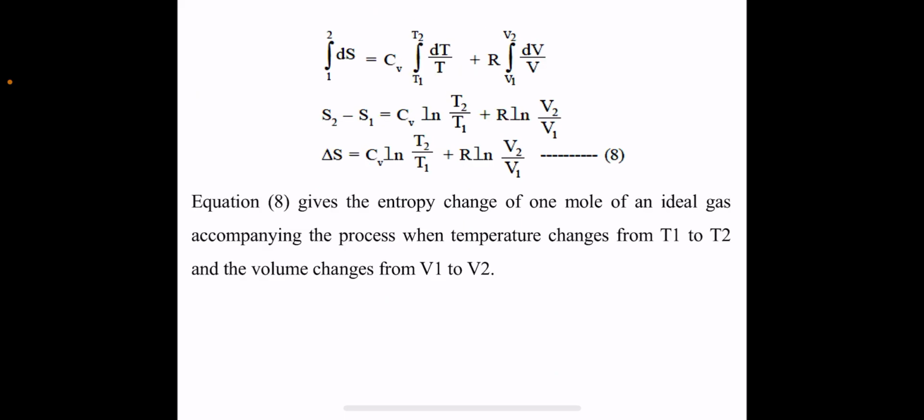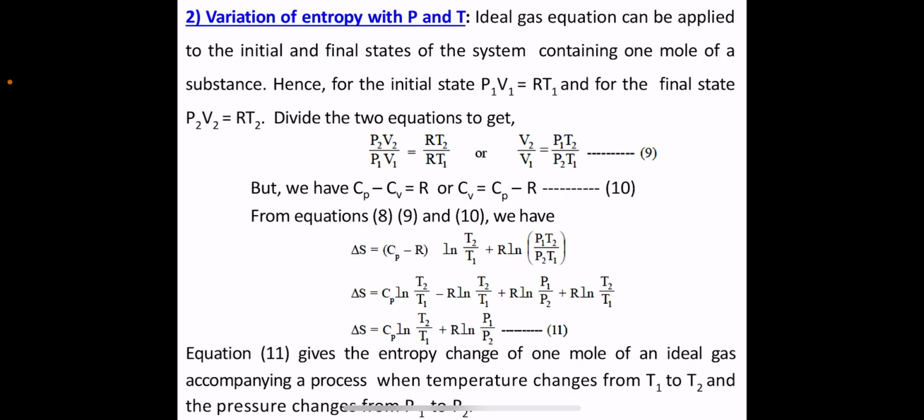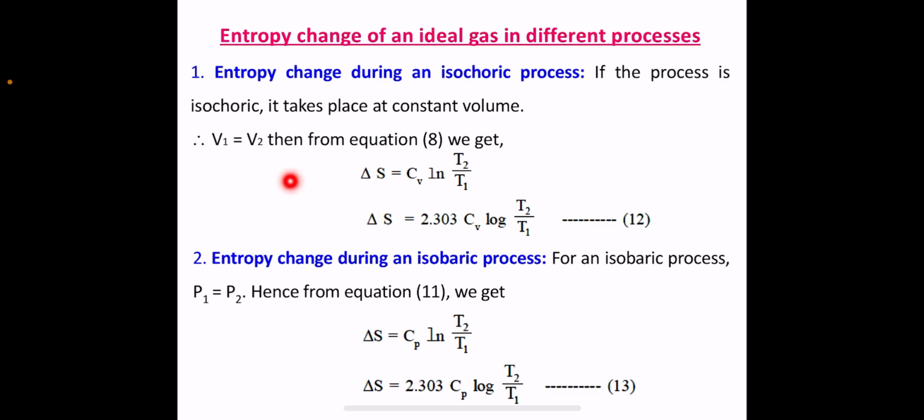So we have to consider this equation, that is delta S equals CV ln T2 divided by T1 plus R ln V2 divided by V1. Since V1 is equal to V2, I can write equation 8 in this form, that is delta S equals CV ln T2 divided by T1.